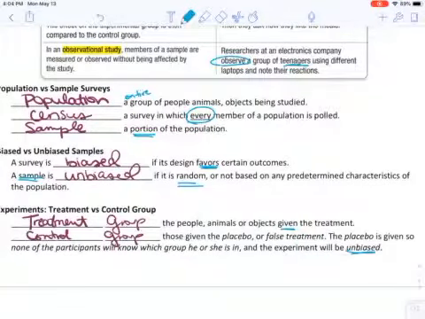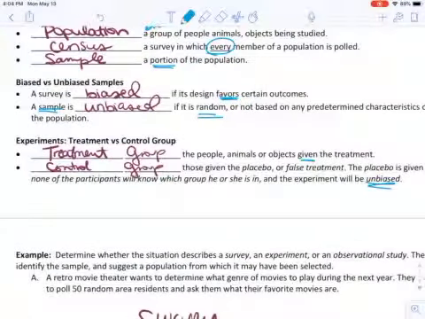Okay, so with all of those terms figured out, I ask that you watch the next few videos to go through the examples.